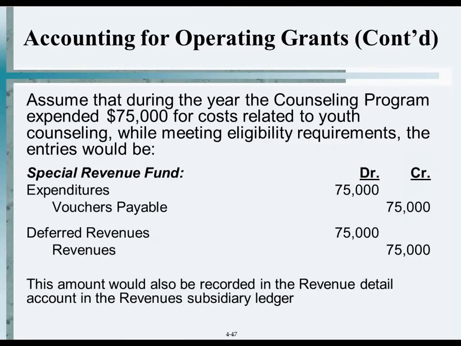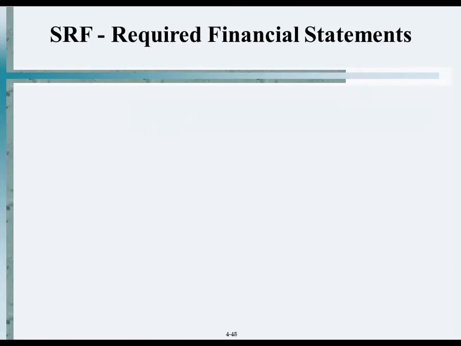Then we go ahead and spend some money for this youth counseling program, spend $75,000. We spend $75,000, and what do we do at the same time? Okay, now we deserve that money. And we get what? Debit the deferred revenues and credit the real revenue account. So how much more do we have? $25,000 still to be earned. This is how grants operate. Okay? One way that grants operate.